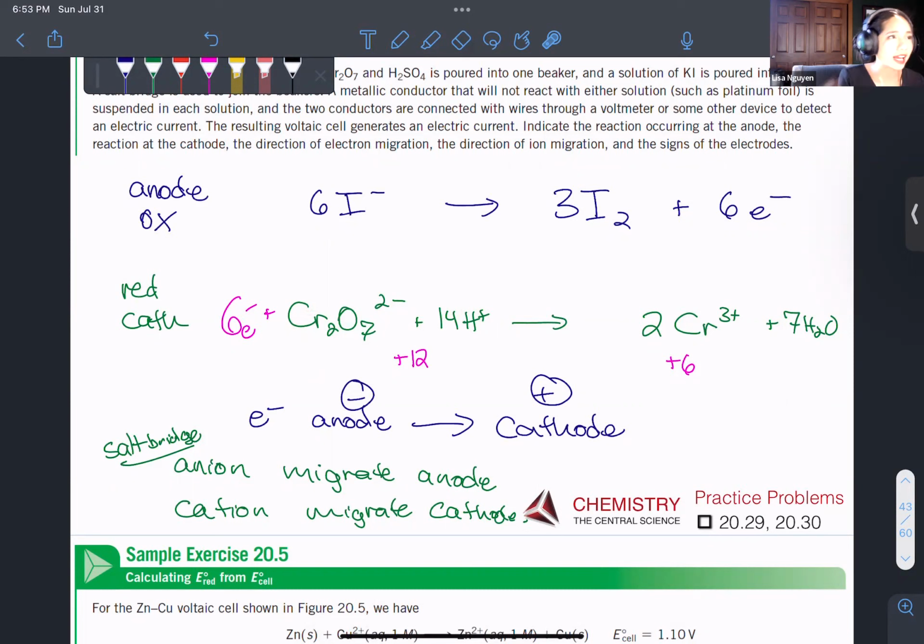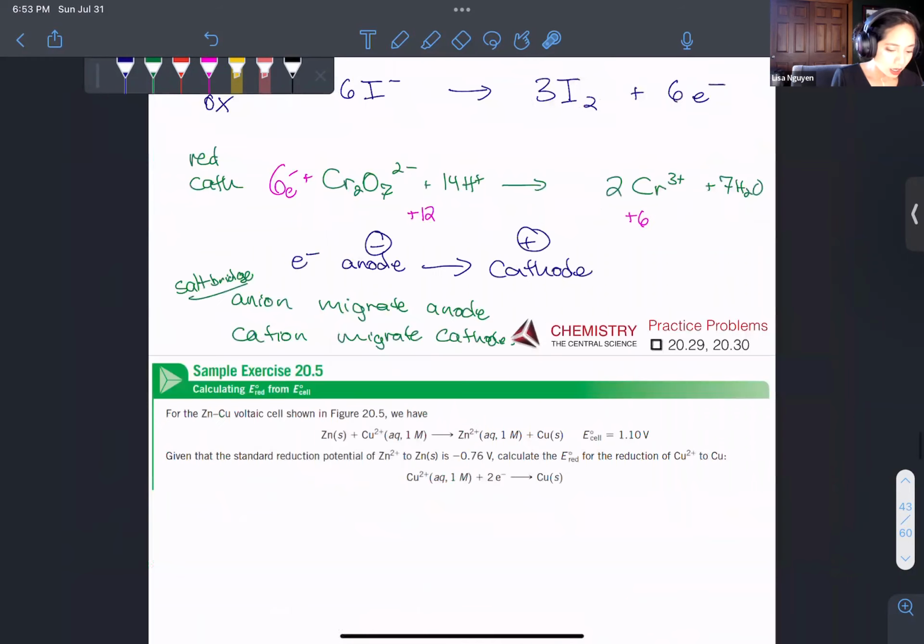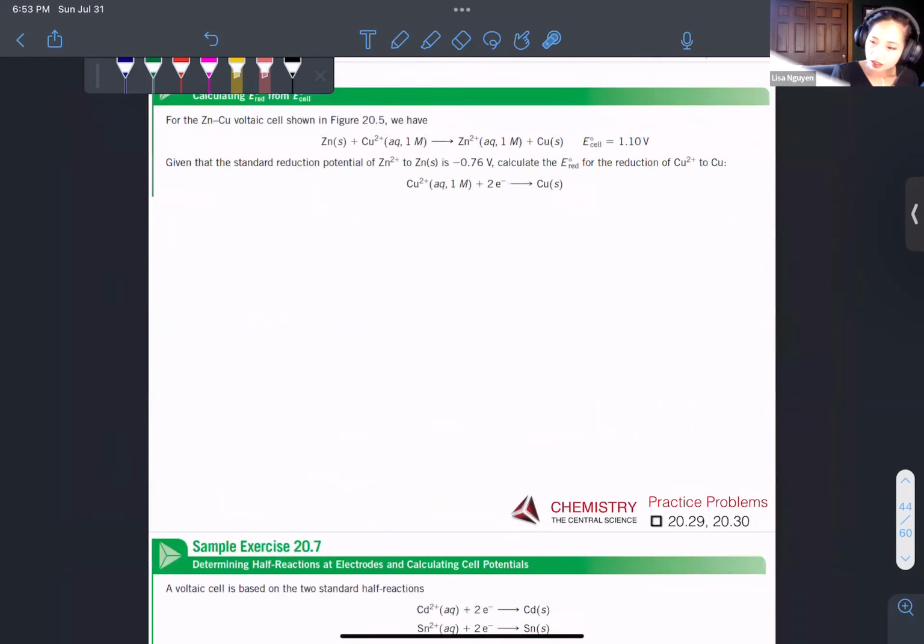That's true if you look at any redox reaction, that's how this would work. Anions migrate towards the anode, cations migrate towards the cathode. Okay, now I think this question is done. So let's do some calculations.